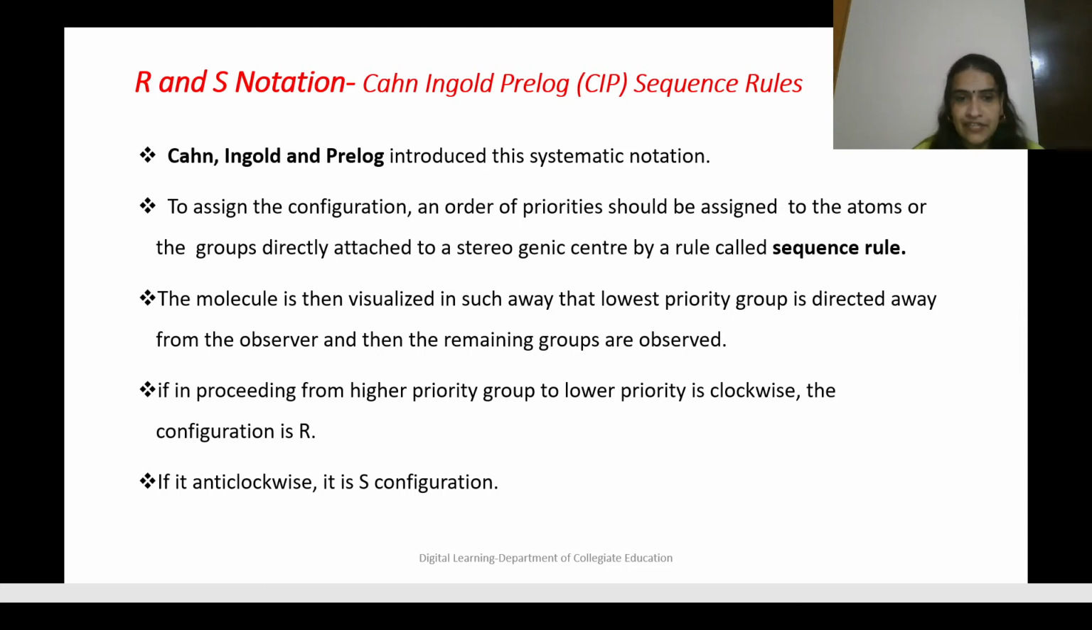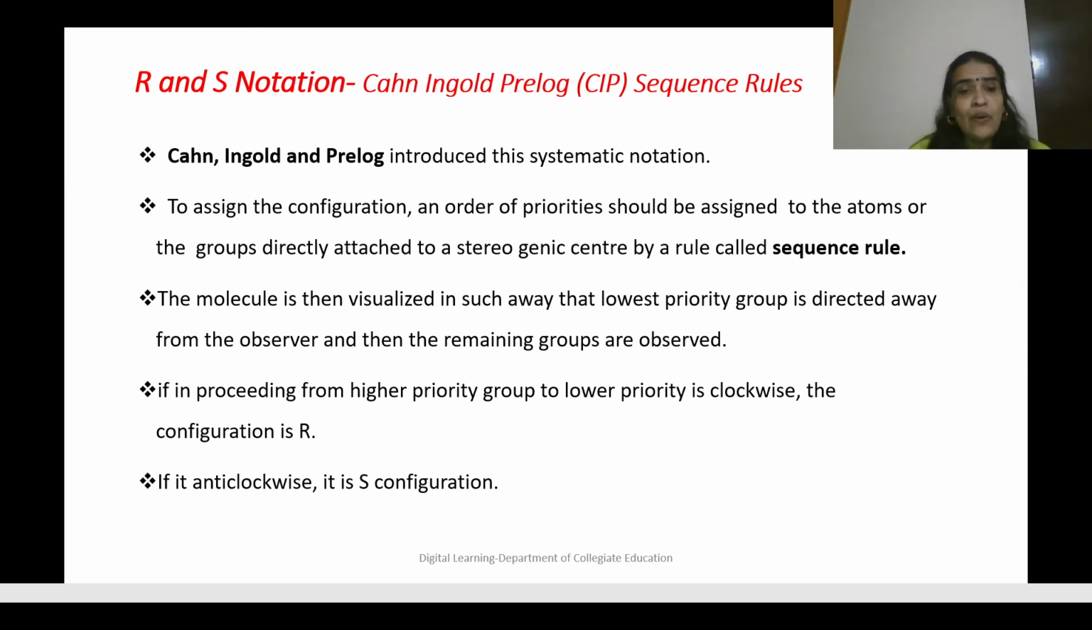To assign the configuration, an order of priority should be assigned to the atoms or the groups directly attached to a stereogenic center by a rule called the sequence rule. We know that around the asymmetric carbon atom there will be 4 groups. Each group will be given priority 1, 2, 3, 4, etc. Based on the atomic weight, the molecular weight, the number of double or triple bonds, many conditions we follow to assign the priority. So we first give the priority for all the 4 groups.